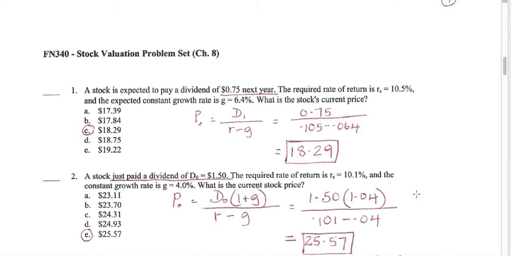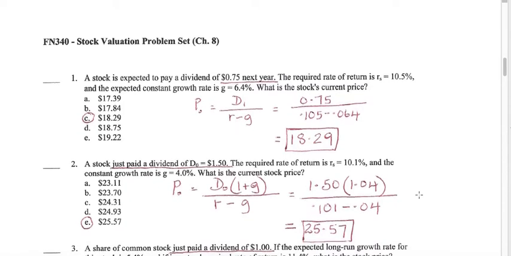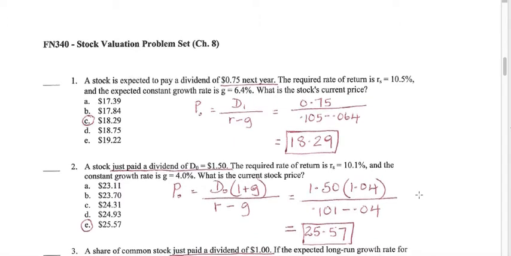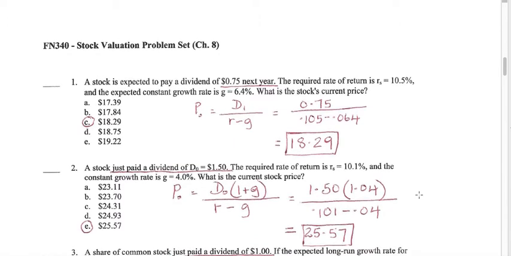You notice here that you can't just use $1.50 because that dividend has already been paid. So you need to use $1.50 times 1 plus the growth rate to get the next dividend. And when you do this, you get a price of $25.57.